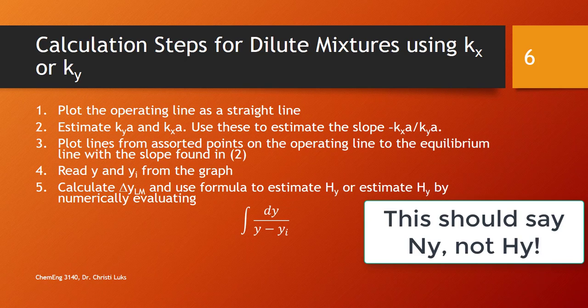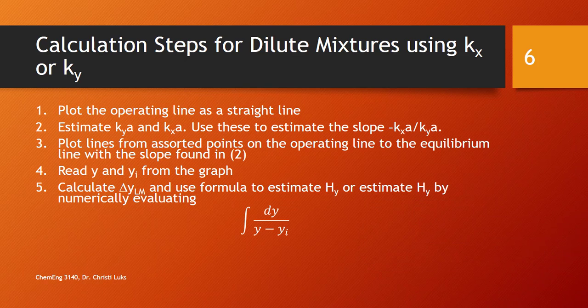Next, you want to estimate h sub y or h sub x, whichever is appropriate. And so if you assume that everything is straight lines, then you can use the estimate of delta y log mean or delta x log mean for h sub x. The other choice is that you're going to need to numerically integrate these integrals, dy over y minus yi, or for h sub x, it's dx over xi minus x. Our last step then is just simply to figure out what h sub y and n sub y are, and then estimate z. And this should be n sub y. And that's going to be wrong on the next slide too.